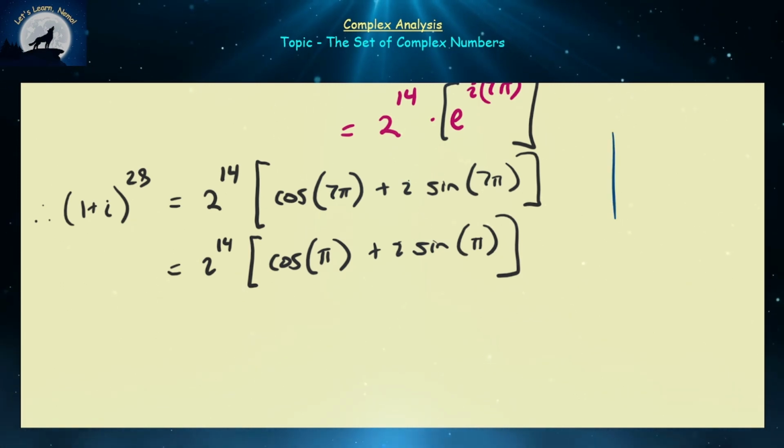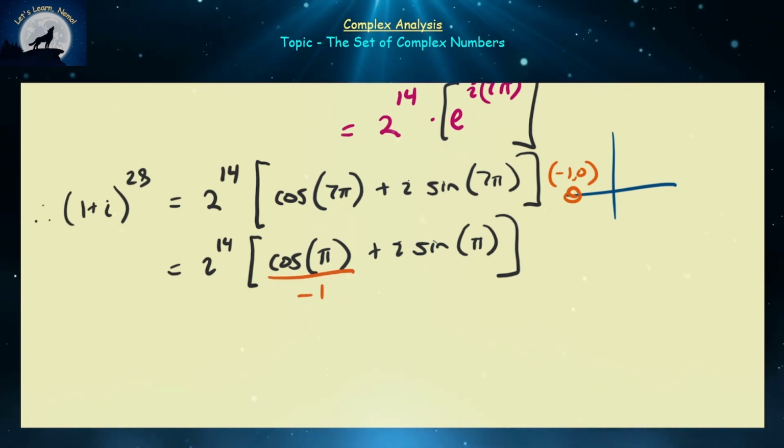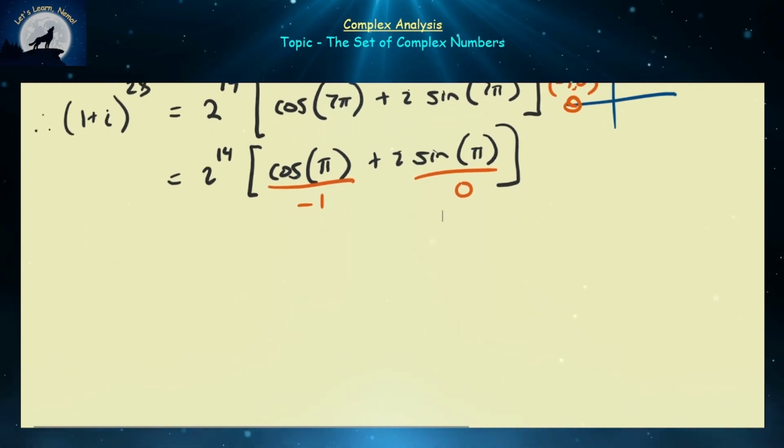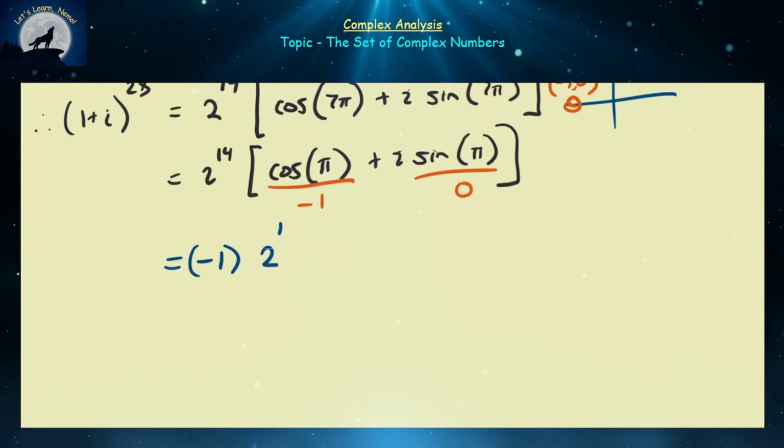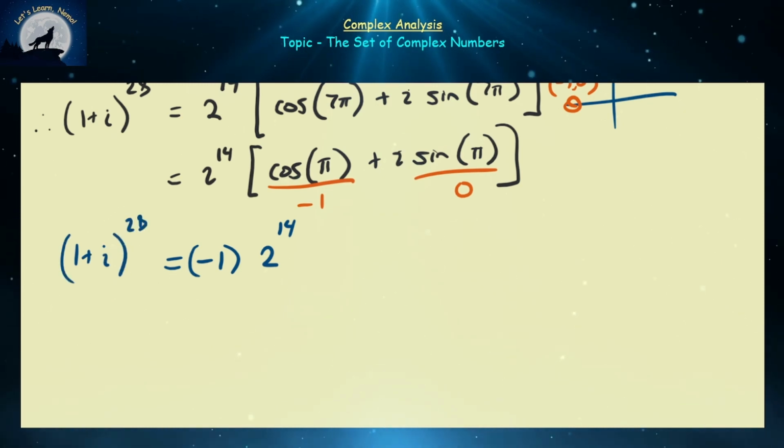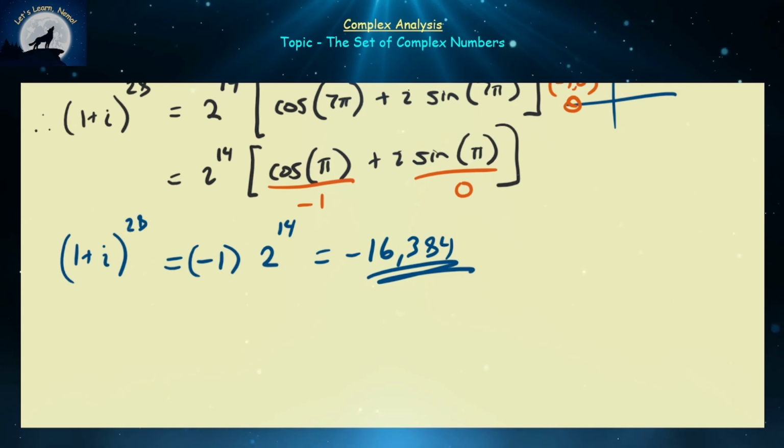Now we can simplify via our unit circle. So where exactly is π? Well, π is 180 degrees. That's going to be located right there, which is associated to the point (-1, 0). Cosine is x, that's going to be equal to -1. Sine is y, that's going to be equal to 0. So the i term disappears, and we're just left with 2^14 times -1. So (1 + i)^28 is equal to the opposite of 2^14. And I guess we could simplify that and write that as -16,384 for our particular result. Right?